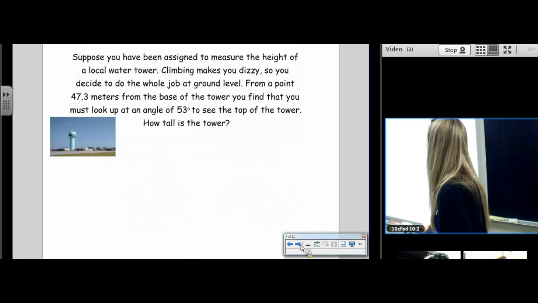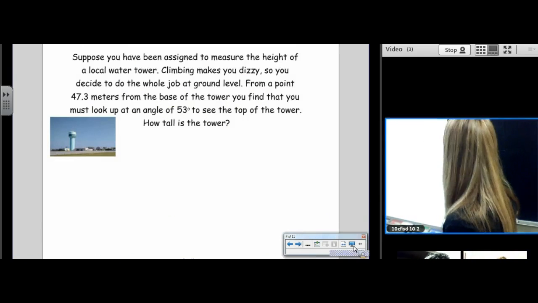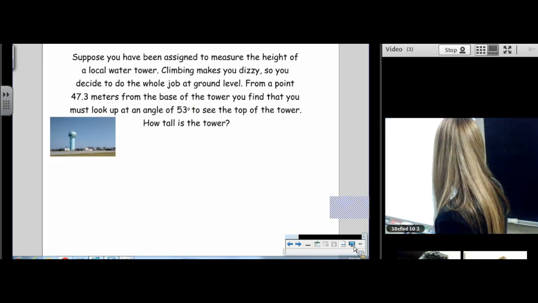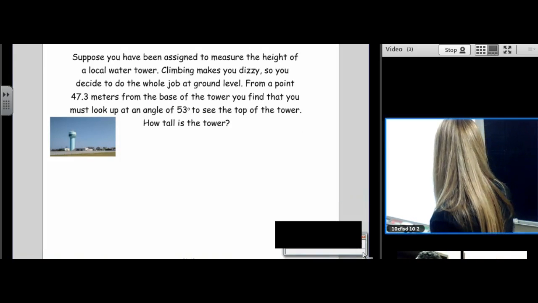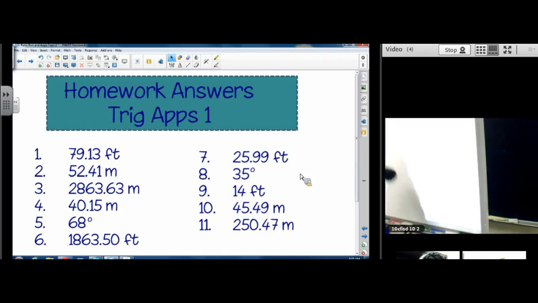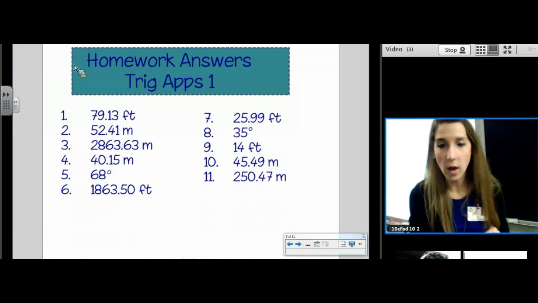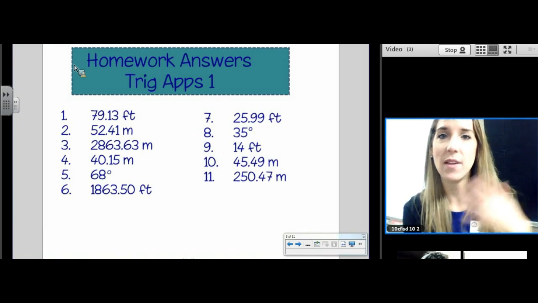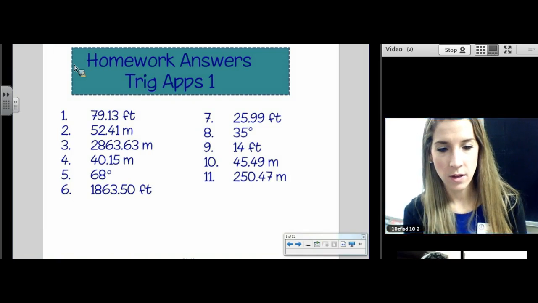All right. Oh, I didn't mean for these to come next. Let's do our homework answers next. Wrong thing. So, last night you were supposed to do page 1 of the Trig Applications. Today I'm giving my students page 2.